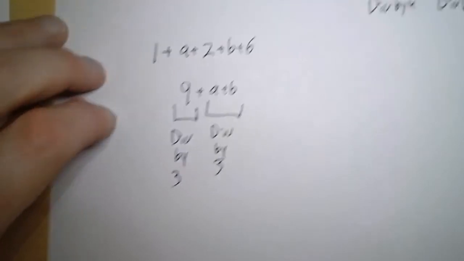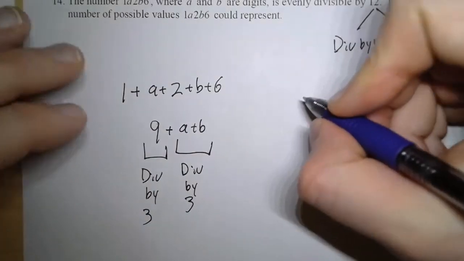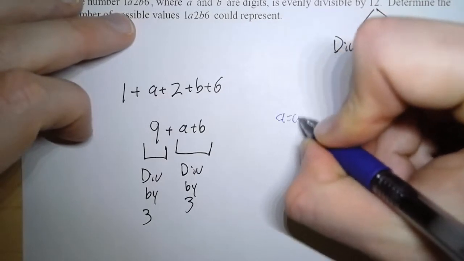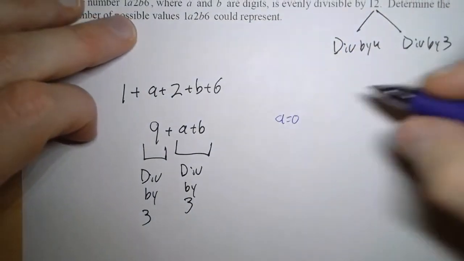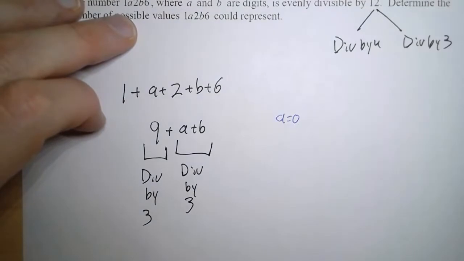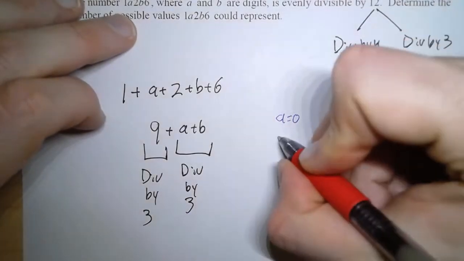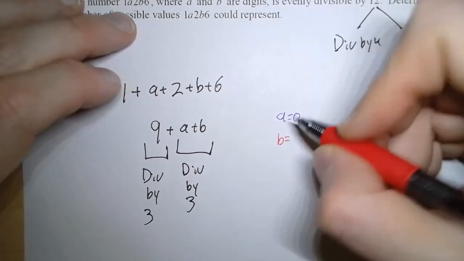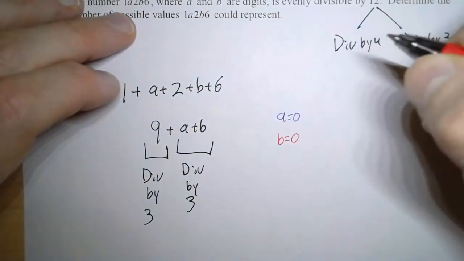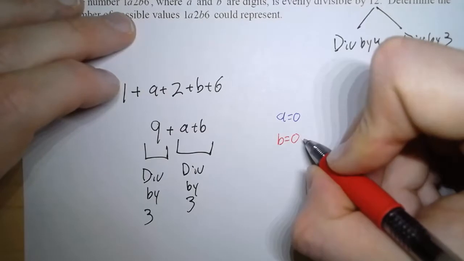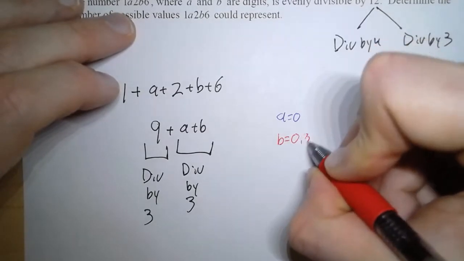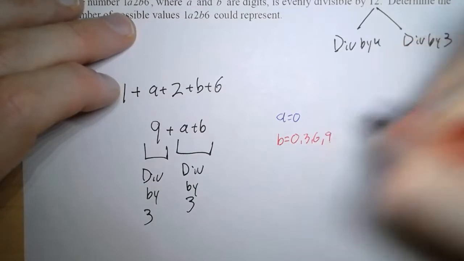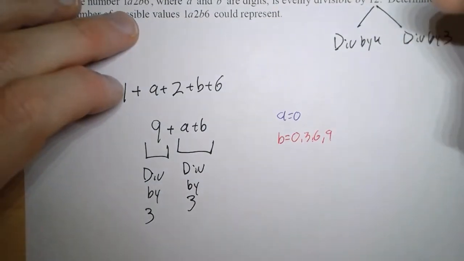So what we do is we do this in a very ordered way. We start with a equaling 0. Now if a equals 0, then the question is, what can b equal? Well, these two added together have to be divisible by 3. So b could be 0, b could be 3, b could be 6, or b could be 9.